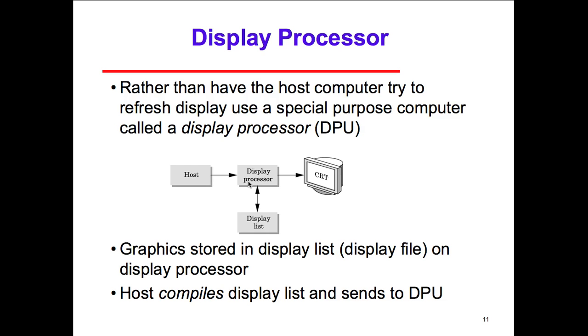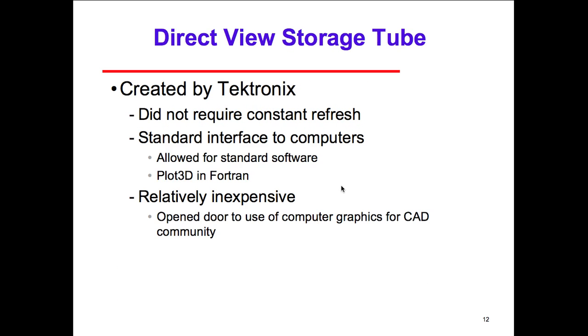So rather than have a host computer try to refresh the display, we used a special purpose computer, and we ended up with a display processor, a DPU, as a concept. So we had a host with a display processor with a display list, and the processor told the computer what it needed to run. Graphics are stored in the display list on a display processor. So the host compiles the display list and sends it to the DPU, which is actually kind of the same model that's occurring today in terms of GPUs, graphic processors.